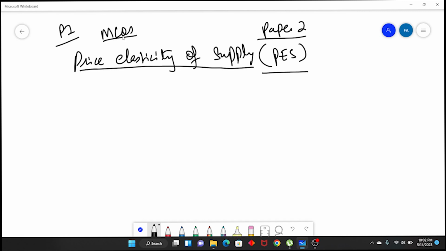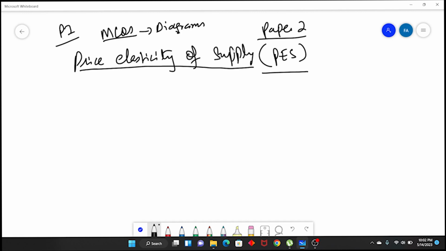So in MCQs, paper 1, there are a lot of MCQs. What type of MCQs do we have? We have MCQs in terms of diagrams, in terms of graphs. The examiner will give you a graph and ask you to calculate the price elasticity of supply. According to that, there will be 4 options and you need to remember the formula. If you have learned the formula, it will be easier for you to just apply it. Otherwise, you will not be able to answer accordingly.